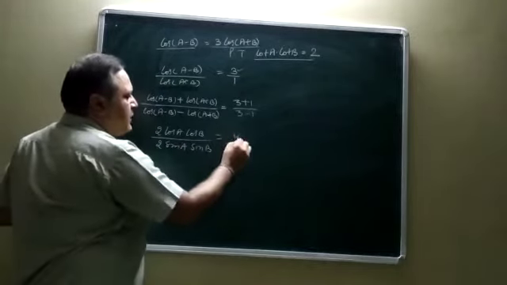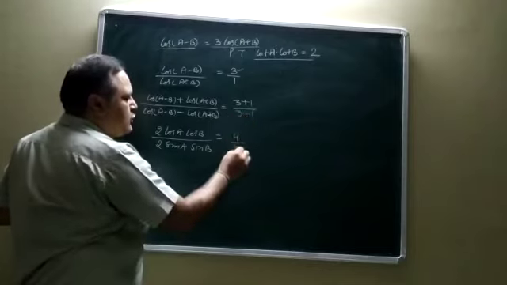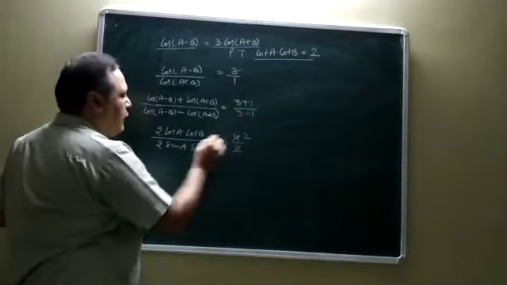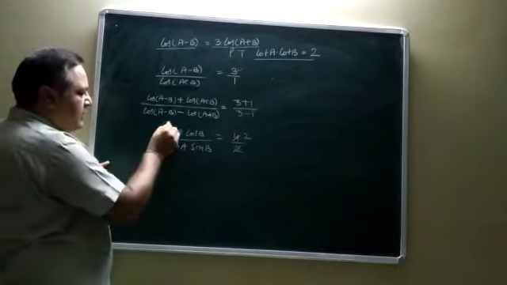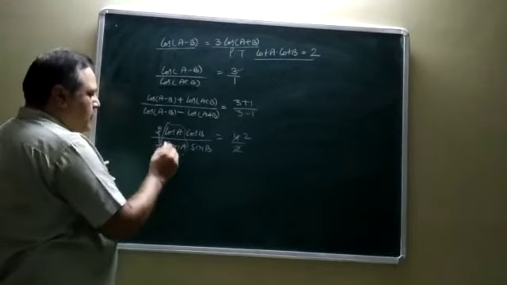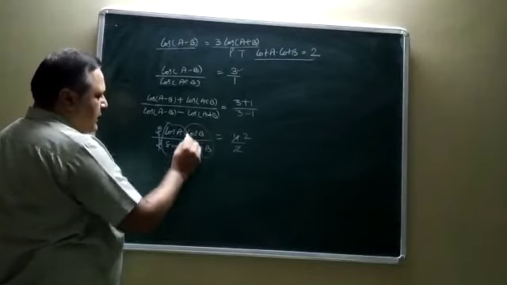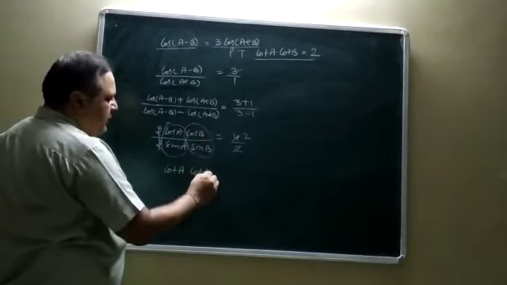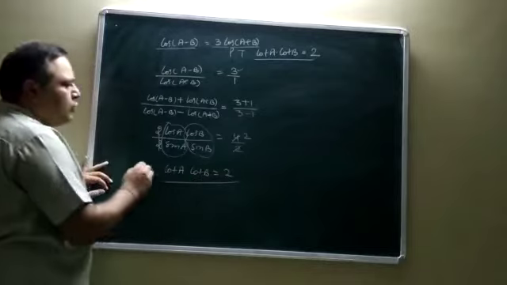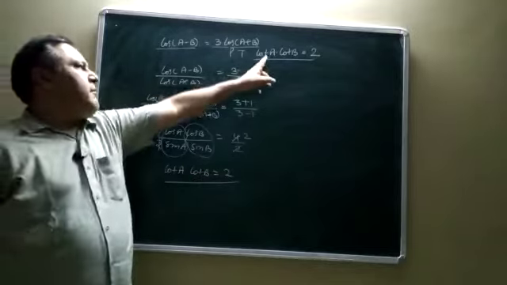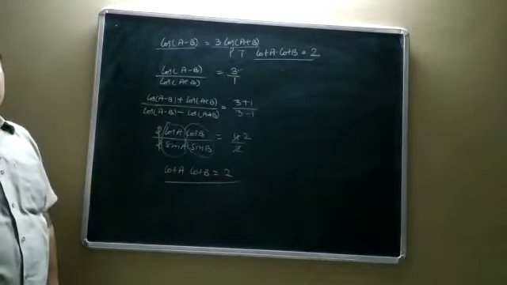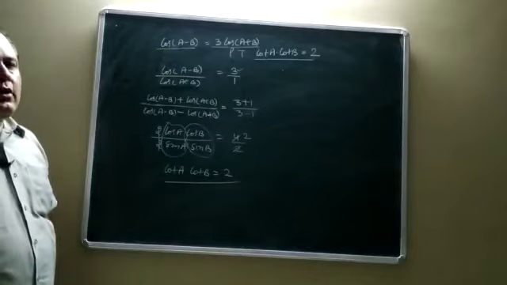So 3 plus 1 is 4, 3 minus 1 is 2. So 2 twos are 4. This 2 gets cancelled. If you observe, cos upon sin is cot A, cos upon sin is cot B, and this answer is equal to 2. This is your requirement. So this method is quite important. This is called componendo and dividendo.